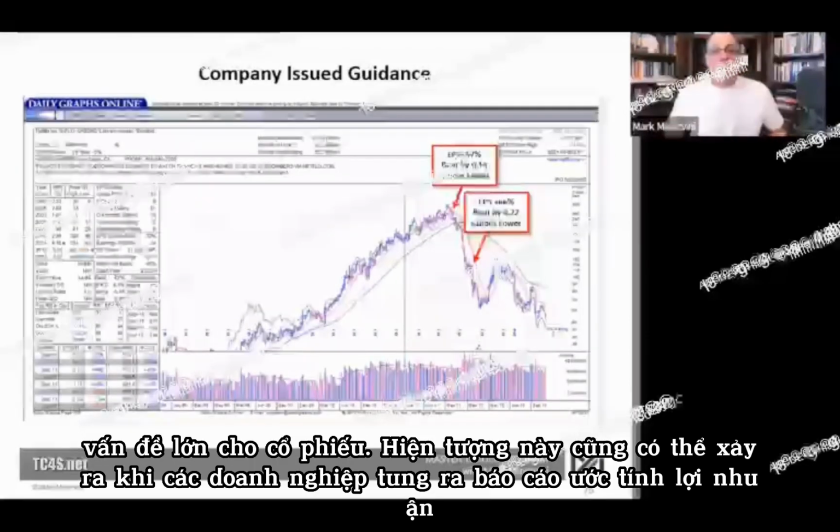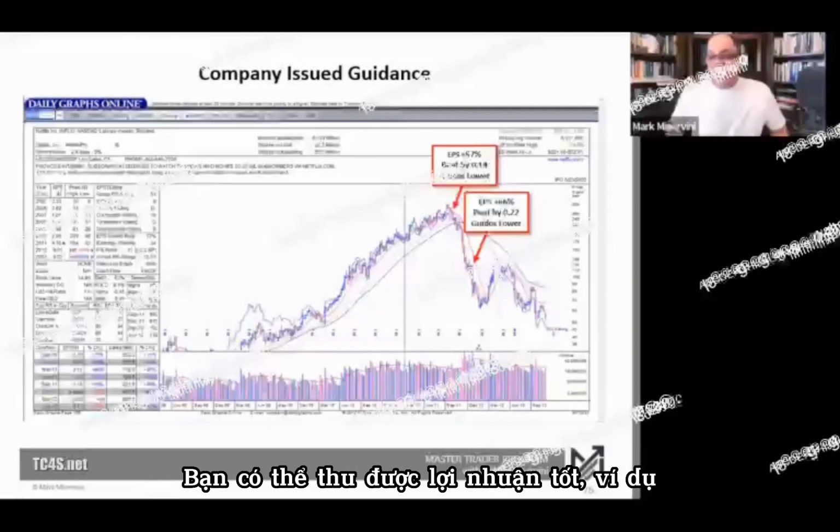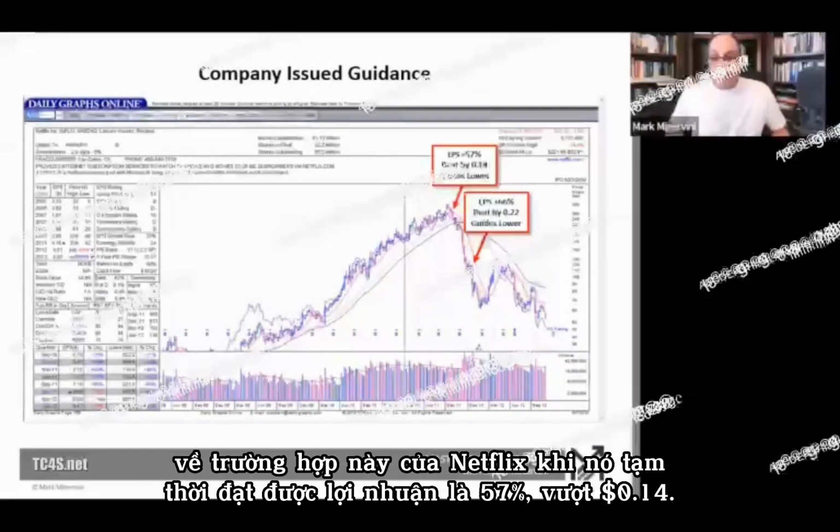This can also happen on company issued guidance. You might get good earnings and they beat. For instance, this was happening with Netflix when it temporarily topped earnings of 57%, beats by 14 cents.